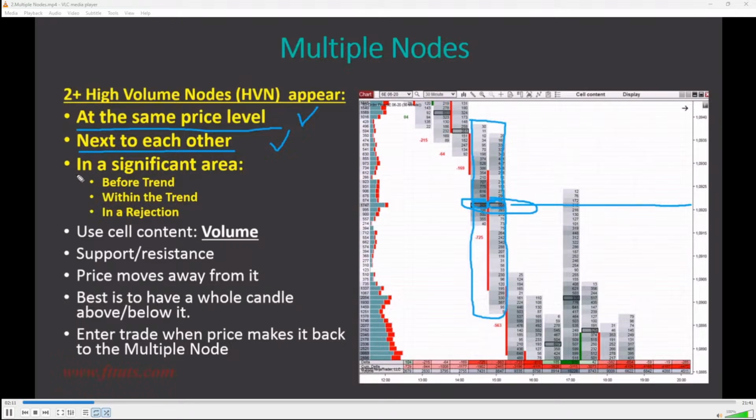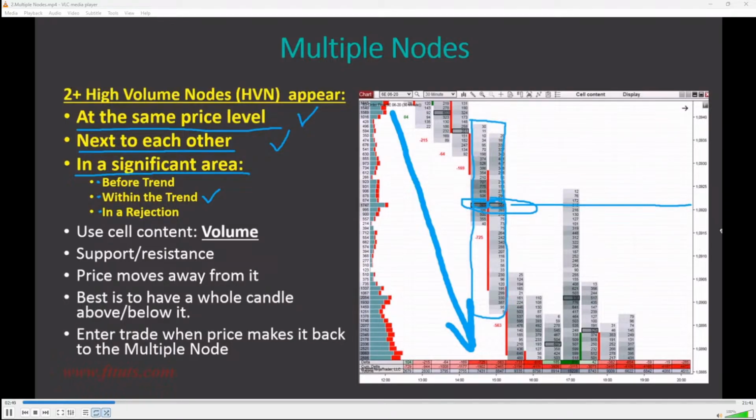And the third one: this double node or multiple node needs to be in a significant area. This significant area is either before the trend starts or within a trend. That's this case: there is a downtrend, and this double node got created within the downtrend, all right? Another significant area is a rejection.